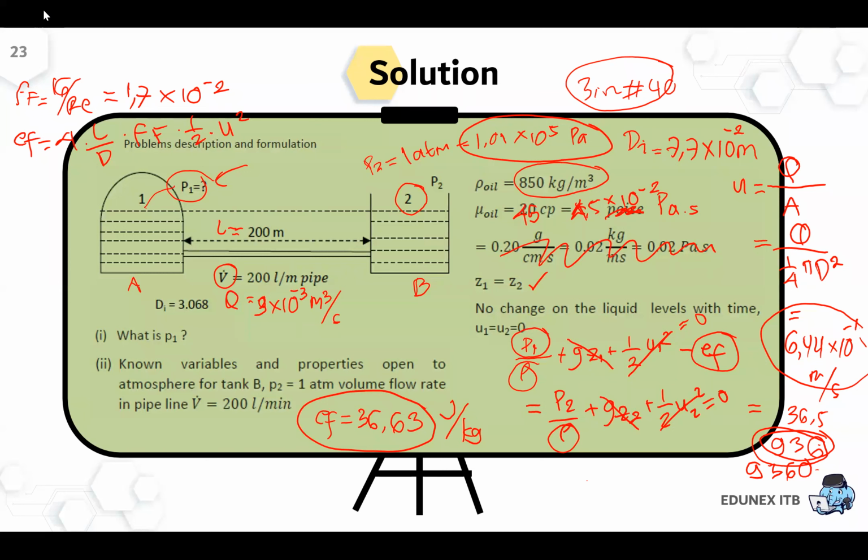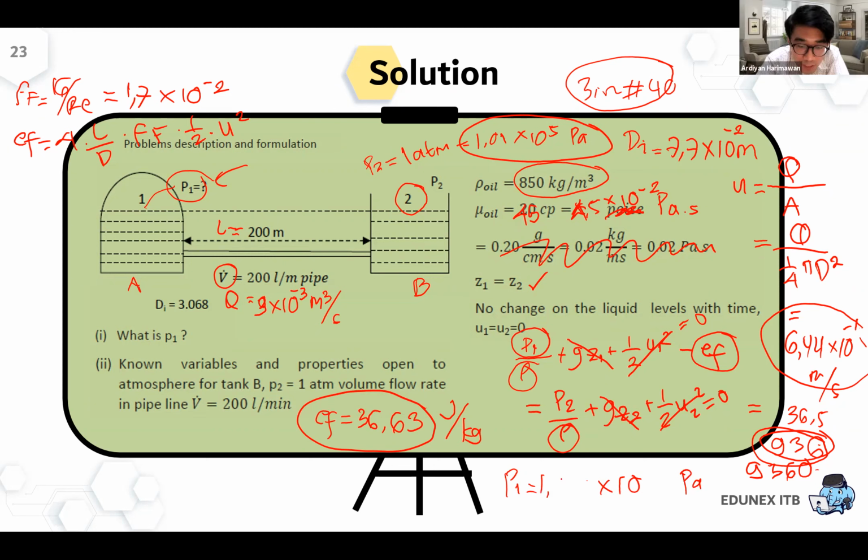Is it 132,125.5, sir? Okay. Can you use this form, 10 to the power of something Pascal? 1.32 times 10 to the power 5. Okay. Thank you.